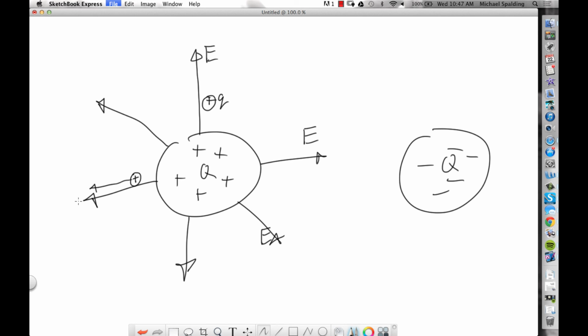He wants to go that way. That's the direction of the electric field. If you stick a little positive guy right here, which way does he want to go? That way. How about right here? That way.